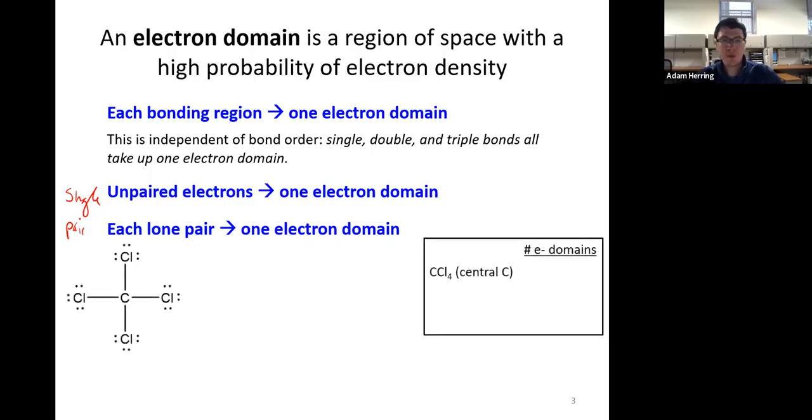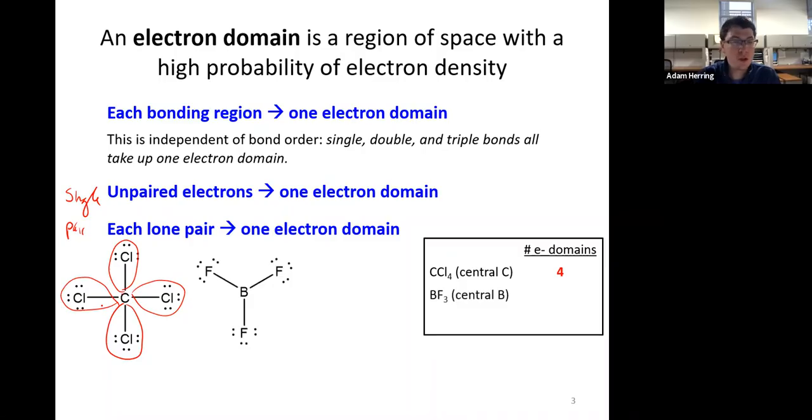So, for example, if we look at carbon tetrachloride, and we want to count up the number of electron domains on the central carbon, we see that there are 4 domains. The carbon has a bonding region here, a bonding region here, here, and here. 4 total domains. Boron trifluoride has 3 electron domains, 3 bonding regions.